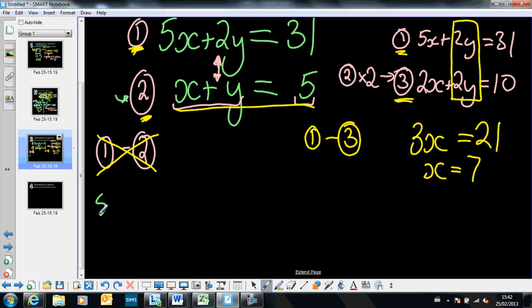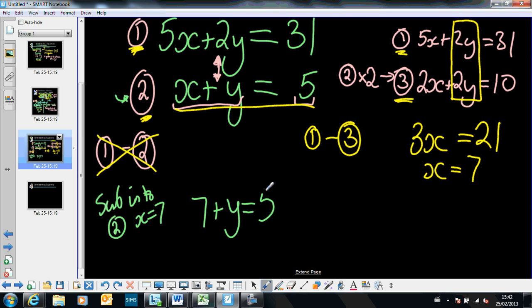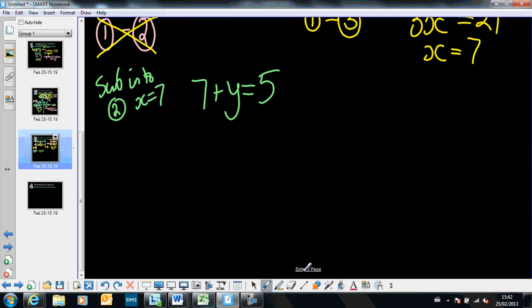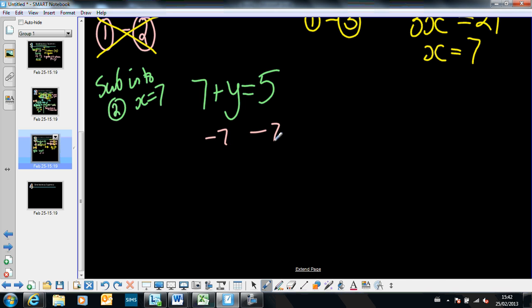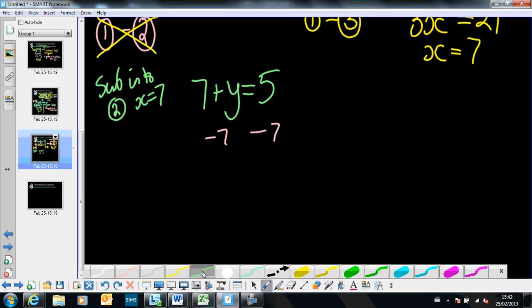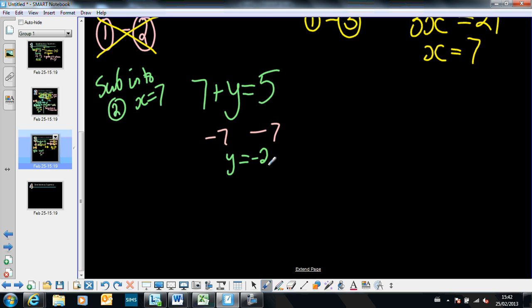So I'm going to sub x equals 7 back into equation 2. So I've got 7 plus y equals 5. If we take 7 off both sides, minus 7, we get y is equal to -2. So that should be our answer. x is 7 and y equals -2.